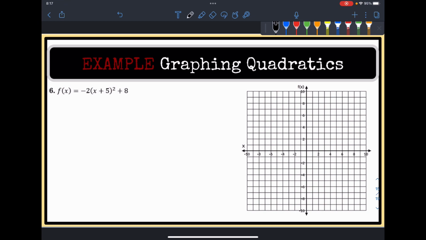So let's check your work. First of all, because we're adding 5, that's going to shift the graph 5 units to the left, and the plus 8 shifts it up 8. So our vertex is at (-5, 8). That means that our axis of symmetry is the vertical line x equals -5. So let me first plot my vertex at (-5, 8), which is on this vertical line here.